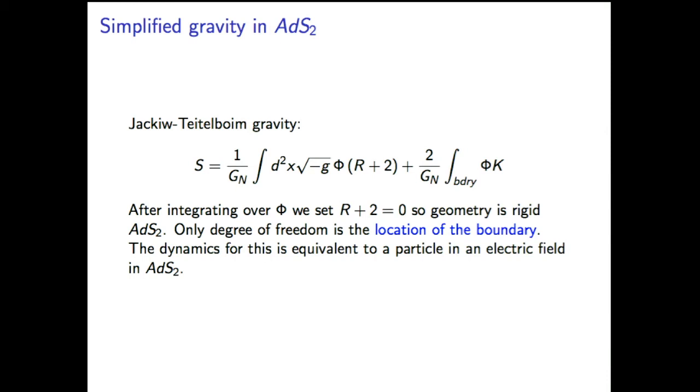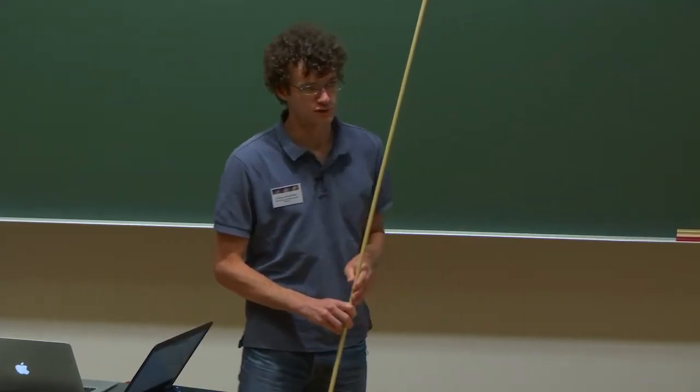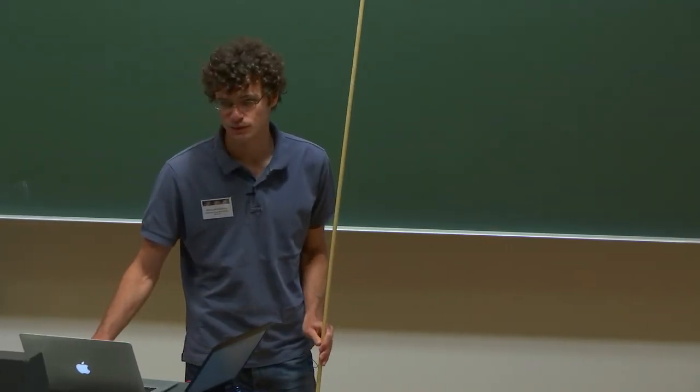So the degree of freedom in this theory is the location of the boundary, of the part of AdS2 that we're looking at. So this is a very simple theory of gravity. The dynamics for this particle that tells you where the location of the boundary is, the world line of the boundary, the dynamics for that is equivalent to a particle moving in an electric field in rigid AdS2. So this is what this theory of gravity reduces to, just the motion of a particle in an electric field.